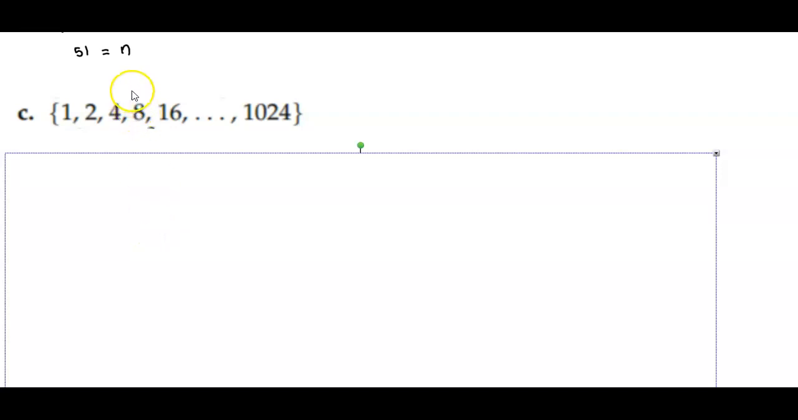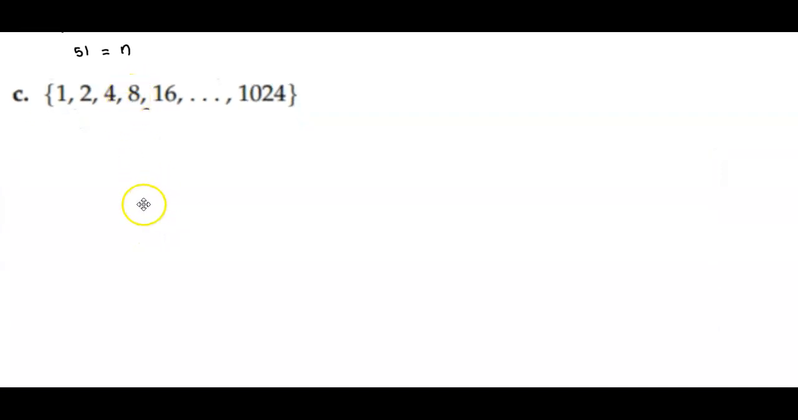Okay, the next example, we have the following: 1, 2, 4, 8, 16, all the way to 1024. This we can see is a geometric sequence. Since this is a geometric sequence, we can see that the first term is equal to 1. We know that the nth term is equal to 1024, and the common ratio is 2.